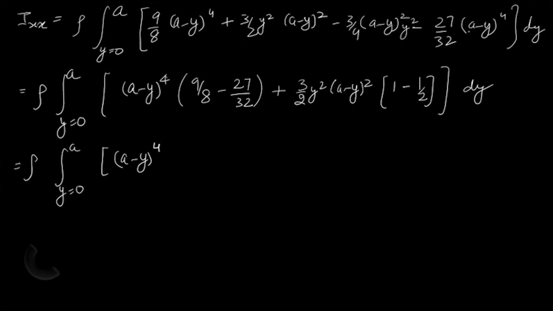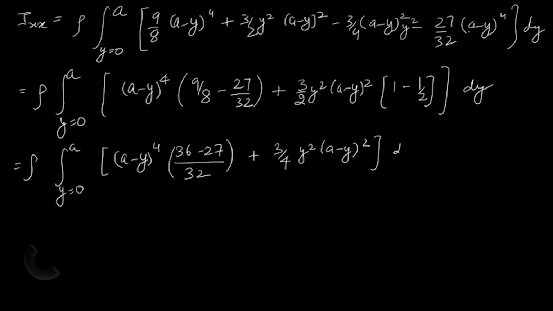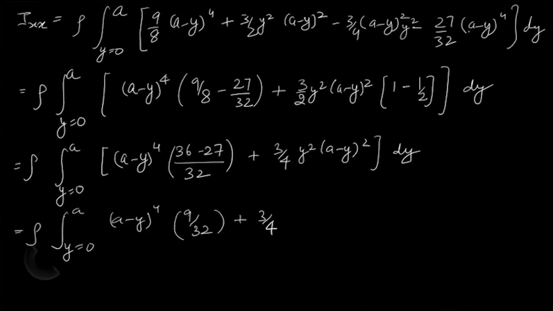So this (a minus y) to the power 4, this is 32 and this is 36 minus 27, plus this will become 3 over 2 into half, plus 3 over 4 y square (a minus y) square dy. So now the expression will become (a minus y) to the power 4 times (9 over 32 plus 3 over 4 y square (a minus y) whole square) in this bracket, and then dy.